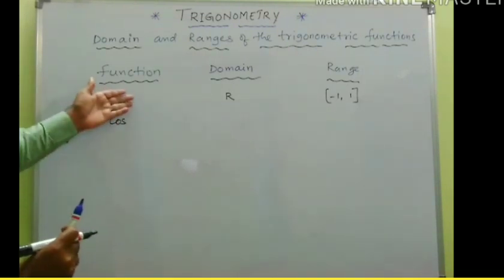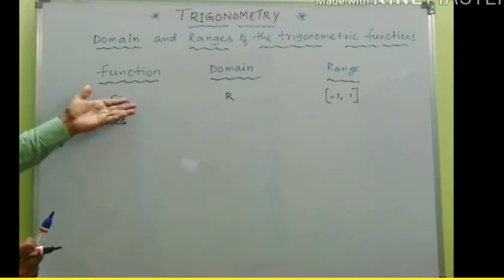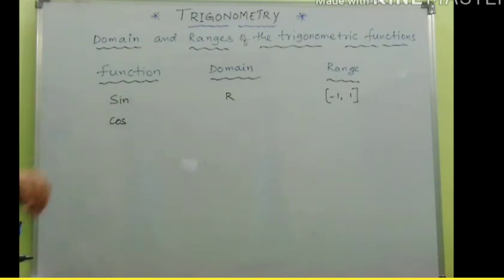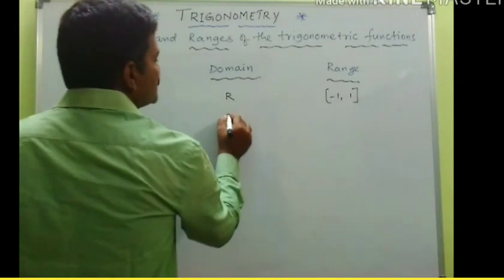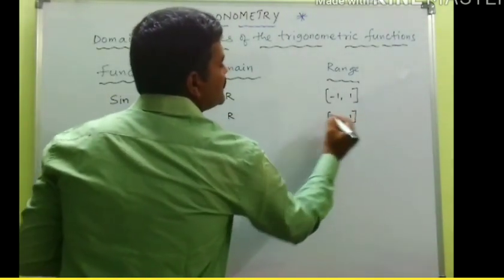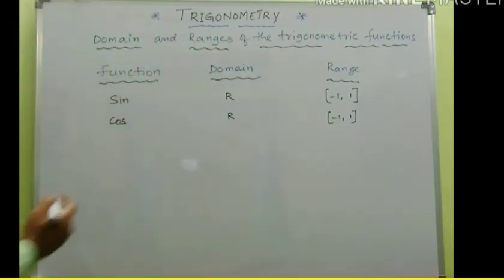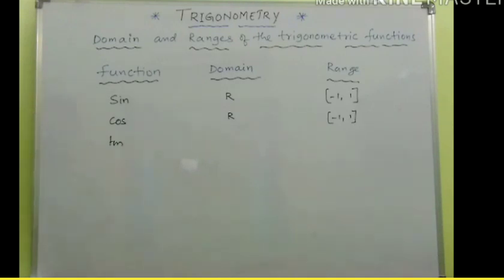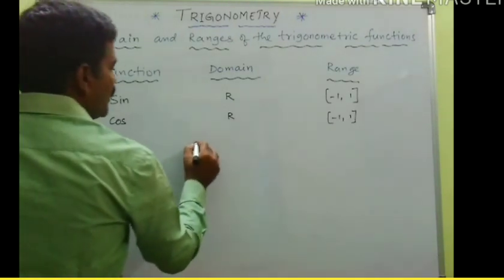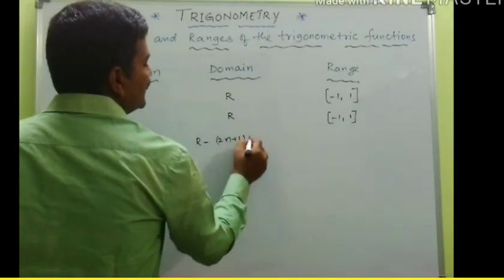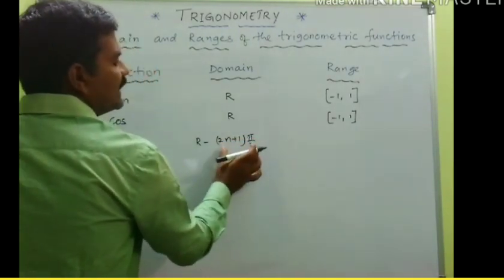You can replace the angle with anything: sin theta, cos theta, sin x, cos x, sin A, sin B, sin C. The angle is as you wish. You can denote it with any type of letter. And even for cos, domain is R and range is once again the closed interval -1 comma 1. And coming to the third function, which is tan, the domain we discussed already: it is not defined at (2n plus 1) into pi by 2. It is not defined at this value.